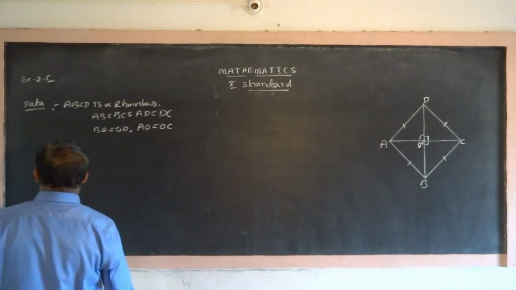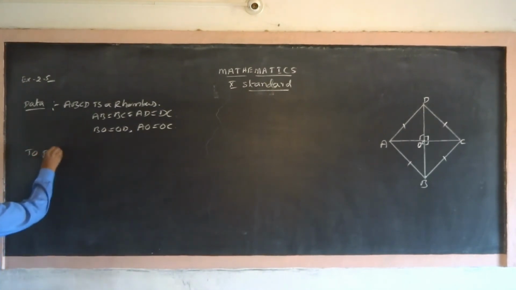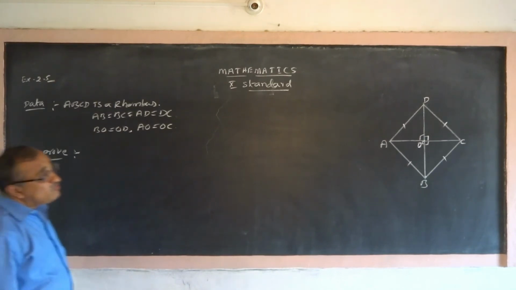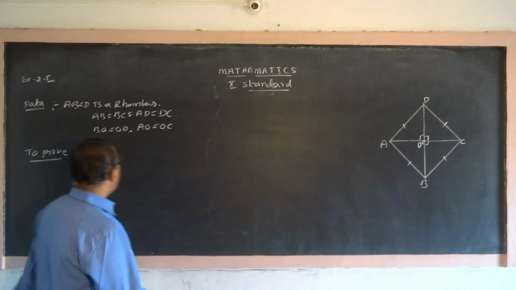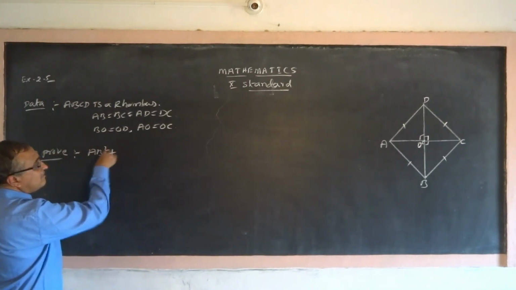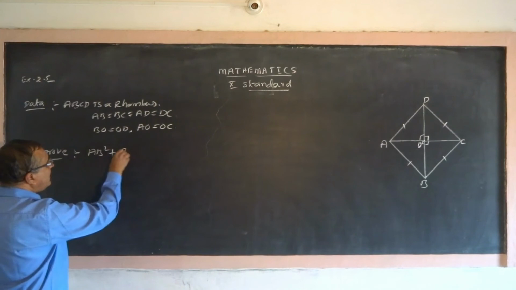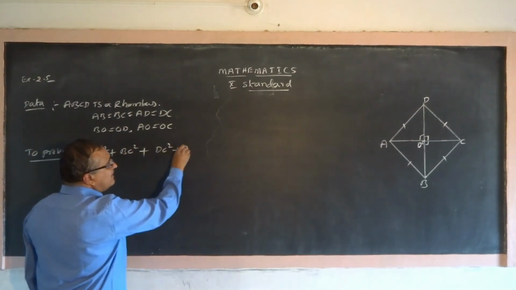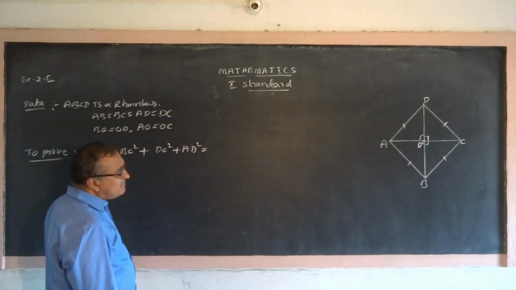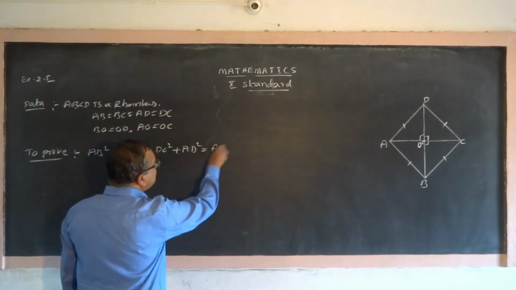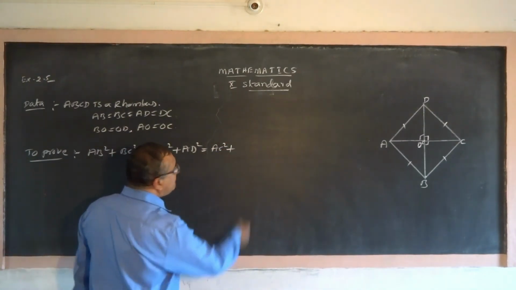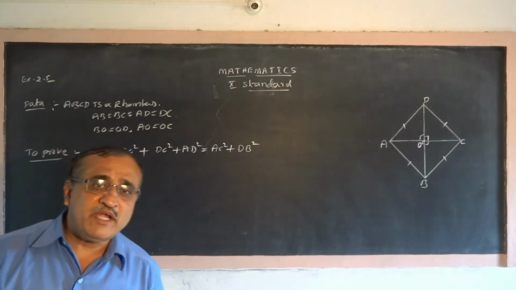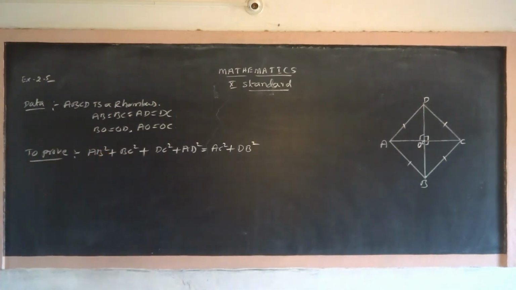Now, what we require to prove is that the sum of the squares of the 4 sides, AB square plus BC square plus DC square plus AD square, equals the sum of the squares of its diagonals, AC square plus DB square. That we require to prove. Now how to prove this? Proof.